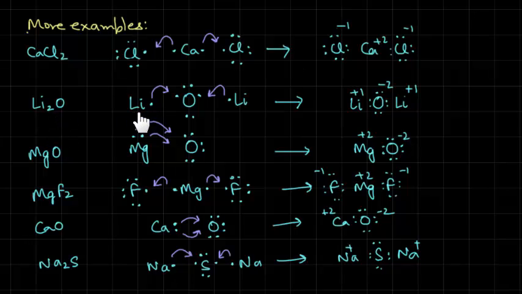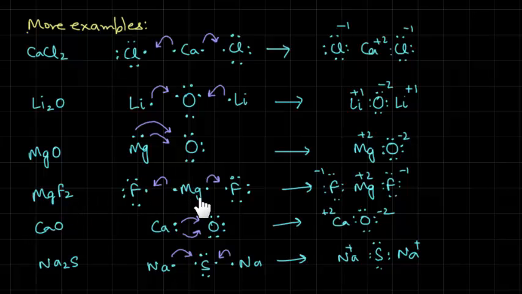Li2O. So Li has a single electron in the valence shell, oxygen has 6. So to achieve a noble gas configuration, oxygen needs 2. So it will take 1 electron from this lithium and 1 from this, and therefore will form a molecule of Li2O. MgO. Here Mg has 2 extra electrons and oxygen has 2 less electrons. So magnesium will give both the electrons to oxygen and it will form MgO.